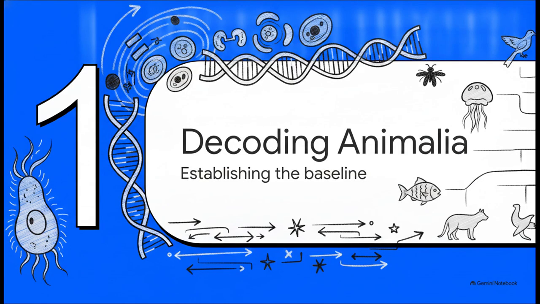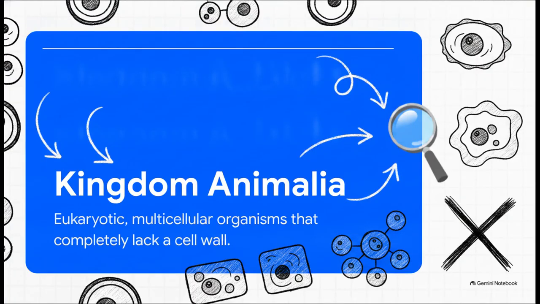Section 1. Decoding Kingdom Animalia. Let's establish our baseline. The absolutely crucial starting point is that every single organism we're going to discuss today shares the same core biological programming.